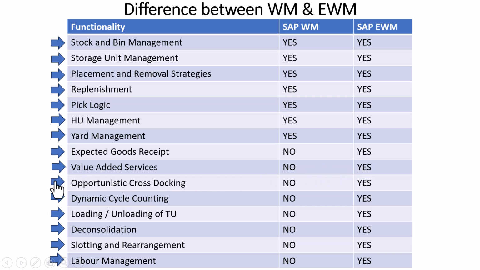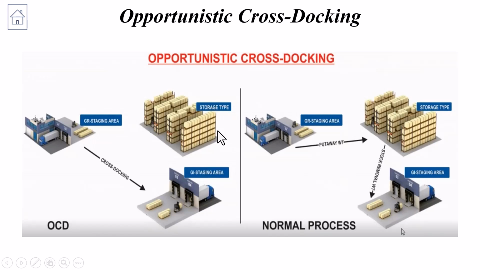Now let's get into one more topic, which is opportunistic cross-docking. Let's explore this. As you might have seen in this image, here you can see a normal process. Let's consider it as a warehouse. Now, it's a docking. The vehicle is docked to the door. We have unloaded the products. It's the GR zone where we receive the products.